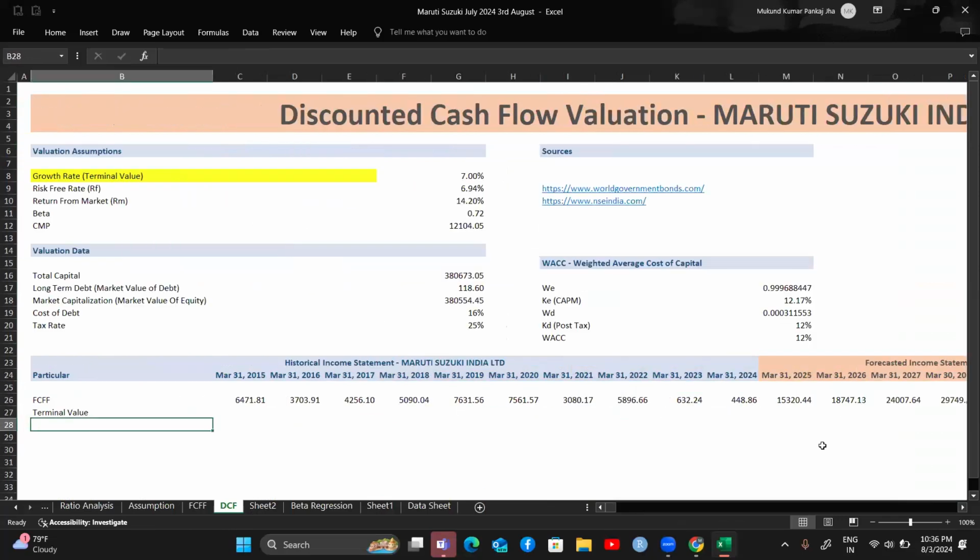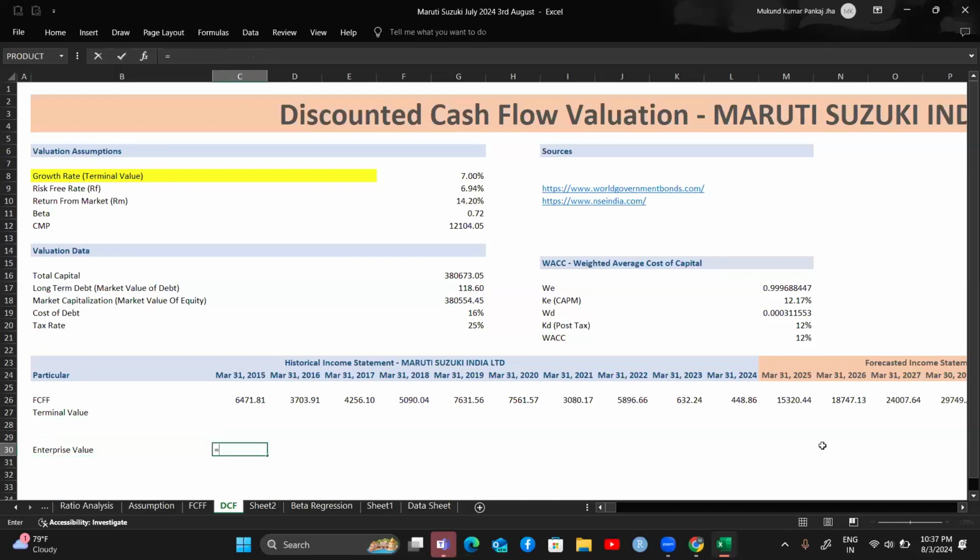Now, we want to calculate the present value of future cash flows. And that present value of future cash flows would be nothing but my enterprise value. So I want to calculate my enterprise value. How am I going to calculate my enterprise value?